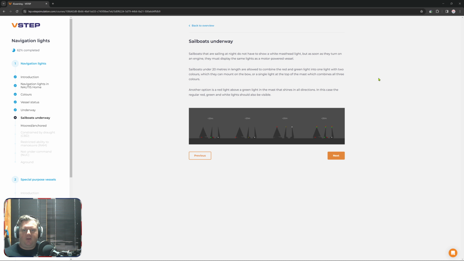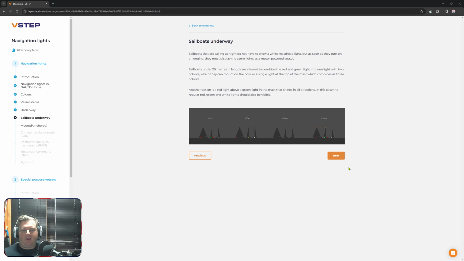Sailboats that are sailing at night, by the way, sailboats are coming into NAUTIS Home Ship Simulator. Very excited about that. But as soon as they turn on an engine, they must display the same light as a motor-powered vessel. Sailboats under 20 meters in length are allowed to combine the red and green light into one light with two colors, which they can mount on the bow, or a single light at the top of the mast, which combines all three colors. I didn't know that. That's very cool.